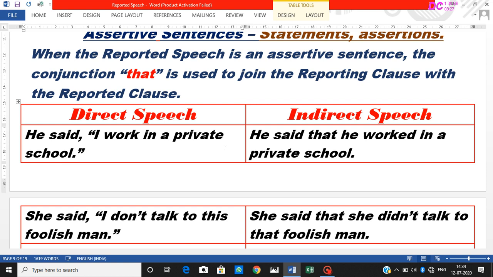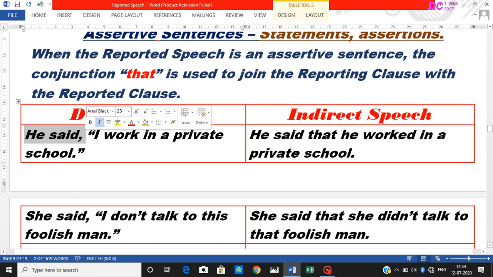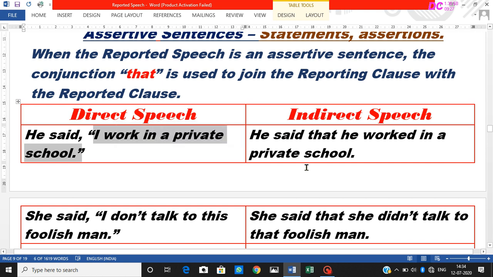Now the first example is: He said, "I work in a private school." "He said" is the reporting verb or reporting clause, and "I work in a private school" is the reported speech or reported clause. As you know, this is an assertive sentence. So we have to introduce a special conjunction, "that", here. And "said" does not undergo any change; it will remain there.